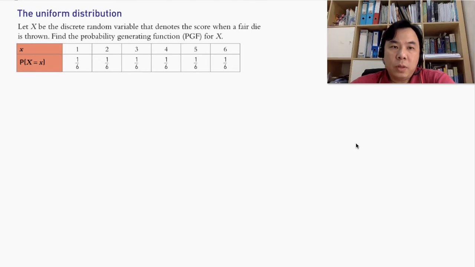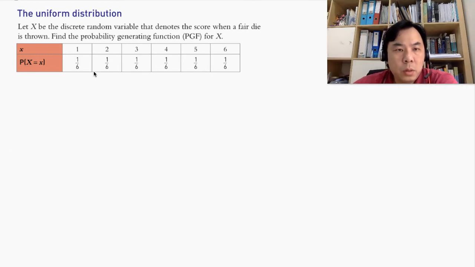All right, first things first, let's take a look at the uniform distribution. Let X be the discrete random variable that denotes the score when a fair die is rolled. We need to find the probability generating function for X here. Based on the result from the table here, we have the discrete value x ranging from 1 to 6. Each one of these discrete random variables corresponds to its probability, and all the individual probabilities are constant because this is a uniform distribution.